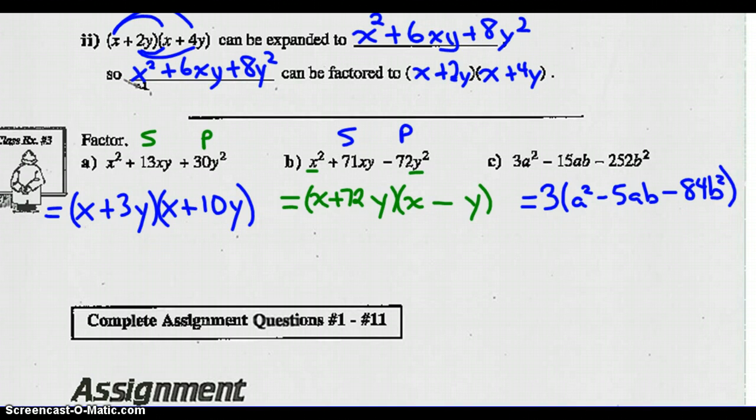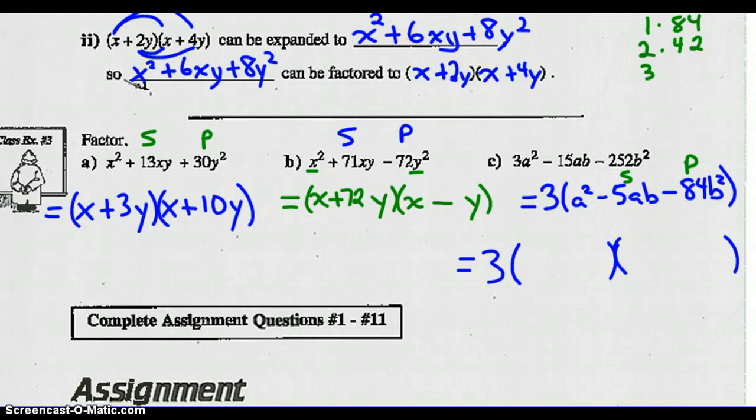So now I keep my common factor of 3, make my two sets of brackets, and ask myself what two numbers add to negative 5 and multiply to negative 84. Again, if you're stuck, make a list of every possible factor of 84. So 1 times 84, 2 times 42, 3 times 28, 4 goes into 84 21 times.